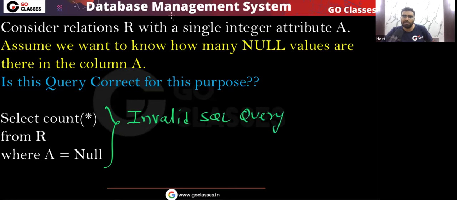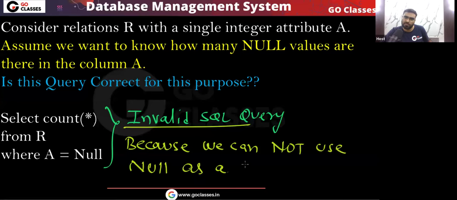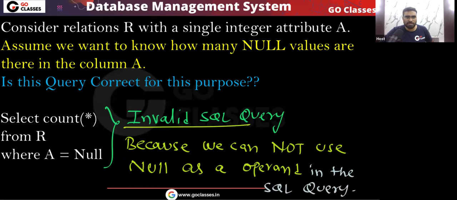Why is this an invalid query? Because we cannot use null as an operand. This query will give you an error, because SQL does not allow null as a direct operand. We cannot use null as an operand in the query. Is this clear?